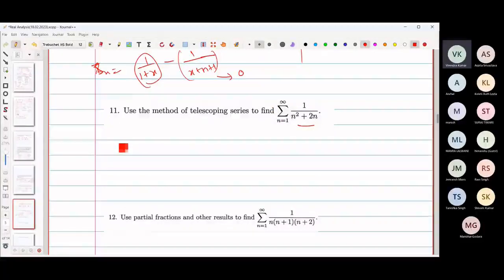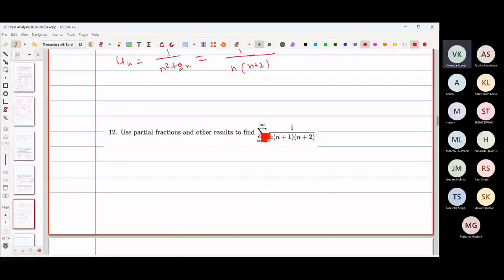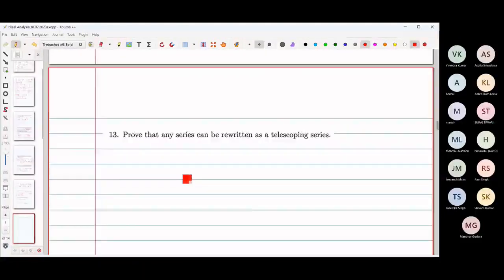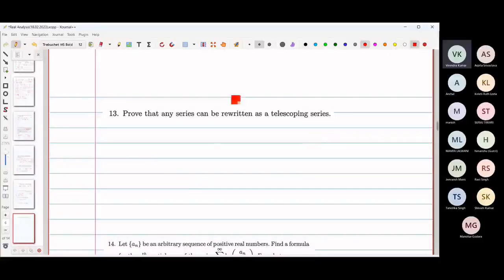And in this also, un is given, and they say use the method of telescopic series to find. Now they are telling to find, it means you have to find the sum. So n square plus 2n, we can write as n times n plus 2, then use partial fractions and find it out. This is also a similar kind of thing. You can do it. Any such series can be written like this. We have done it in the class already.